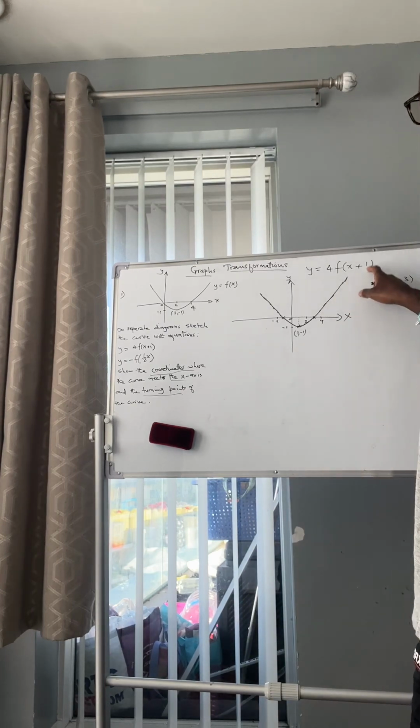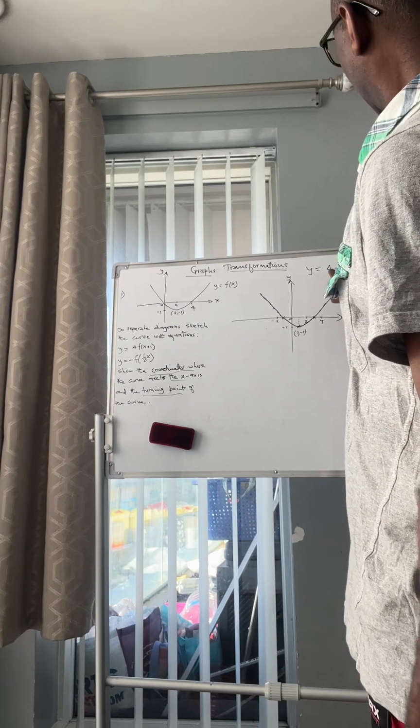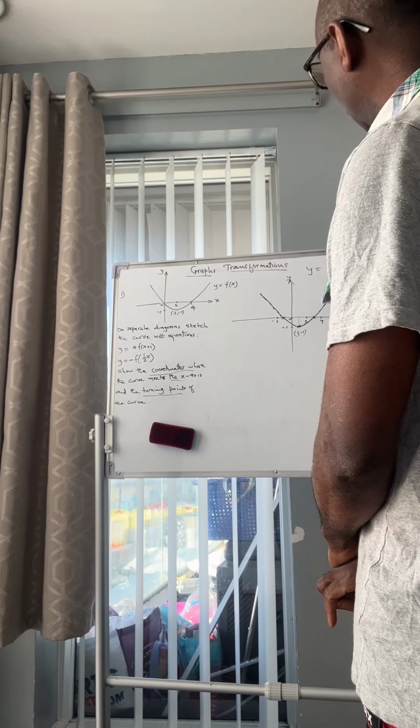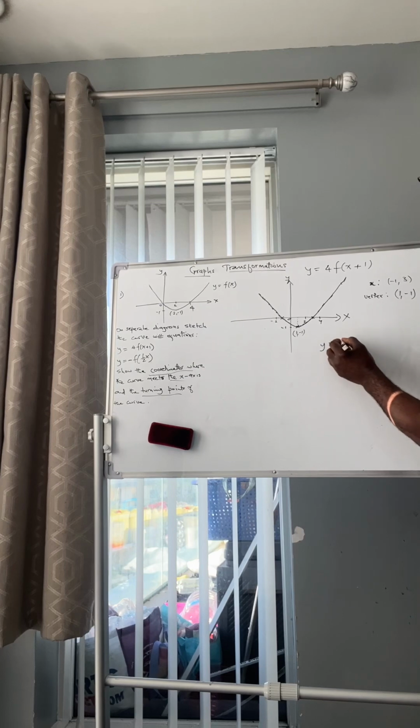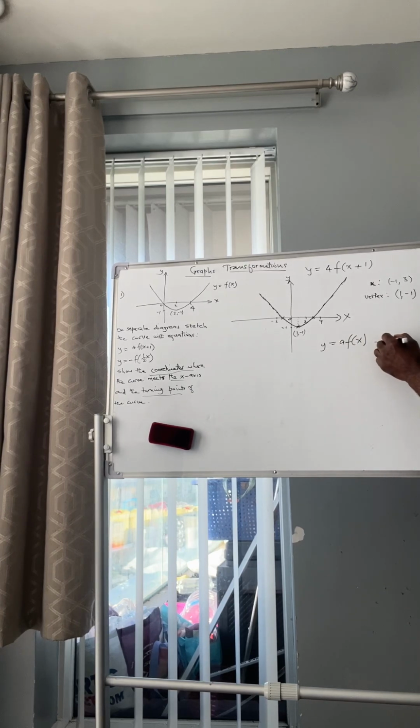Translation on the x-axis. But this equation has a 4 here. A 4. And this 4 means if you have y equals a f of x, this is a stretch on the y-axis. When this real number is just in front of your function, it means you are stretching the y-axis.